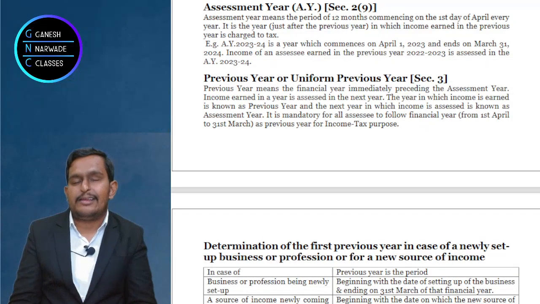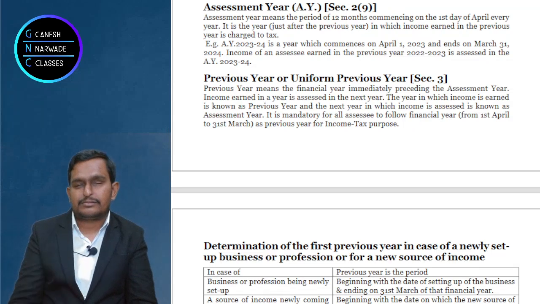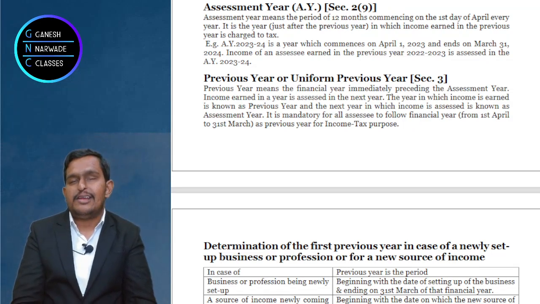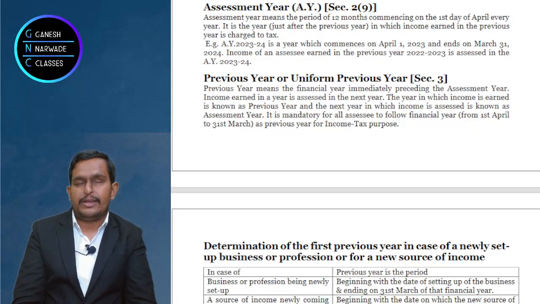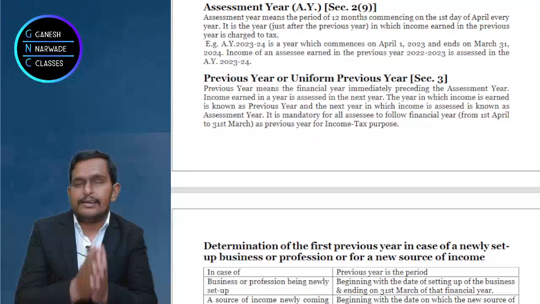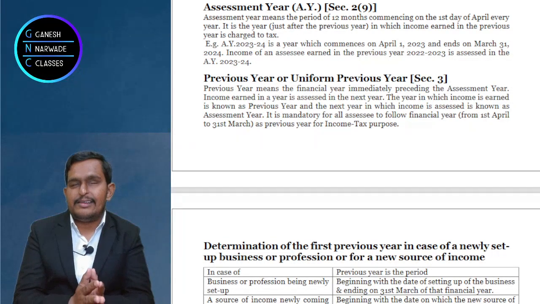Now come to section 3, previous year. Now what is previous year? We have to understand. Previous year generally is a period of 12 months. It is the year in which you earn income.